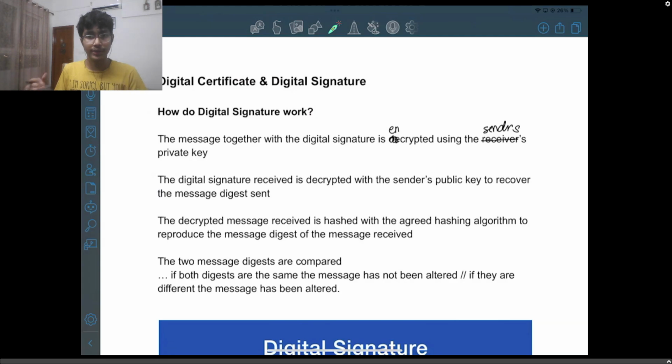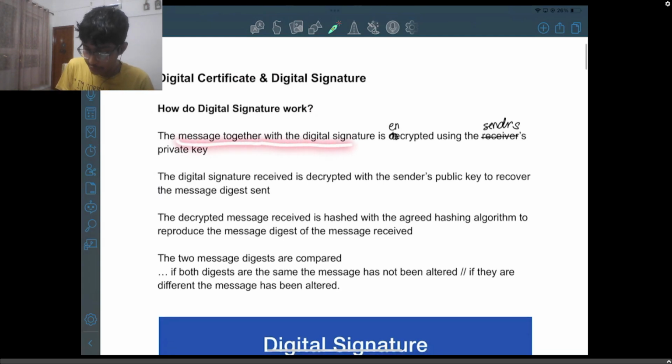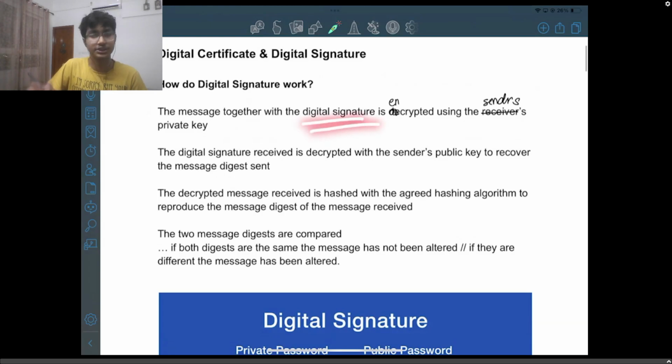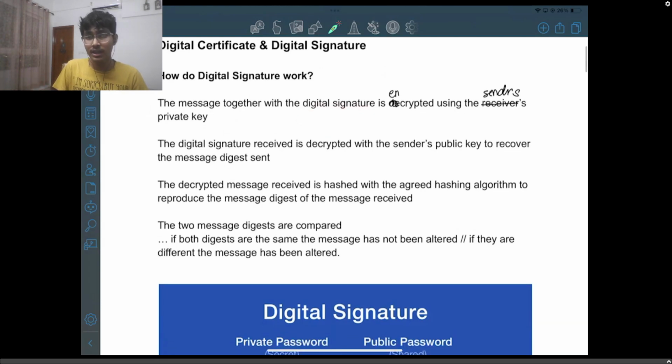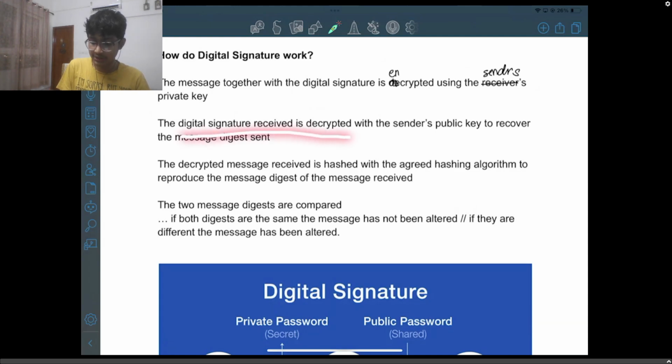So just like a little recap, the message together with the digital signature is encrypted using the sender's private key. We'll see about generating digital signatures later. But generally, we encrypt the digital signature and the message together using the sender's private key. So if I am sending it, I will encrypt it using my private key because only I have access to it. Then the digital signature is sent with the data and it is decrypted with the sender's public key to recover the message that I just sent.